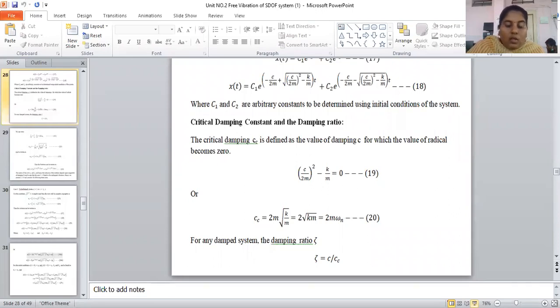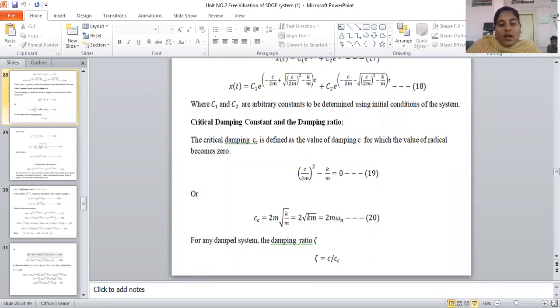Below this, write down the nature of the roots s1 and s2, and hence the behavior of the solution depends upon the magnitude of damping.